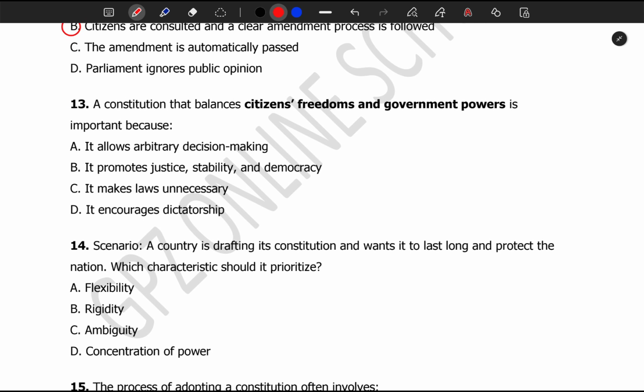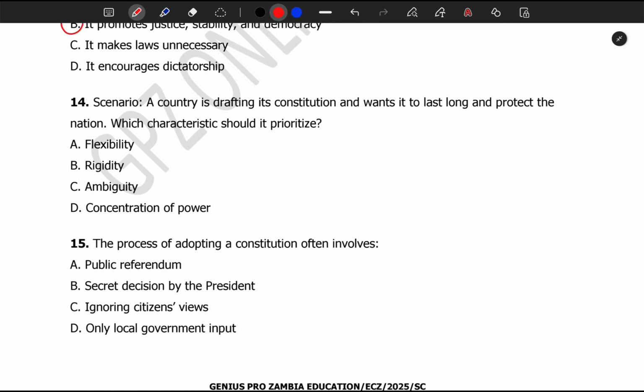Question 13. A constitution that balances citizens' freedoms and government powers is important because A, it allows arbitrary decision making, B, it promotes justice, stability, and democracy, C, it makes laws unnecessary, D, it encourages dictatorship. Actually, a constitution which is able to balance these two promotes justice, stability, and democracy.